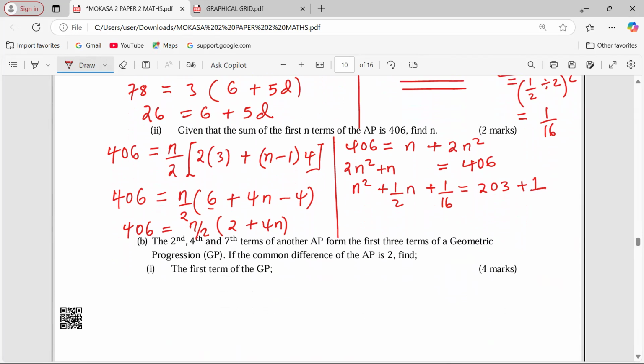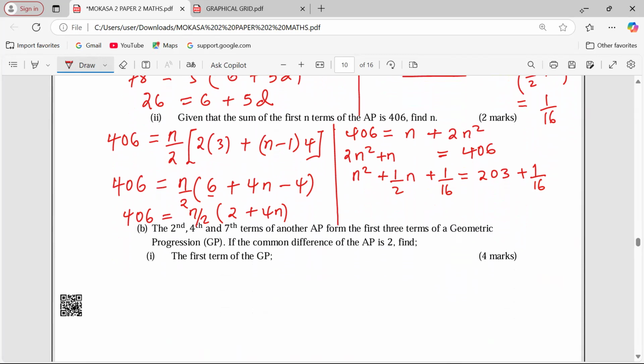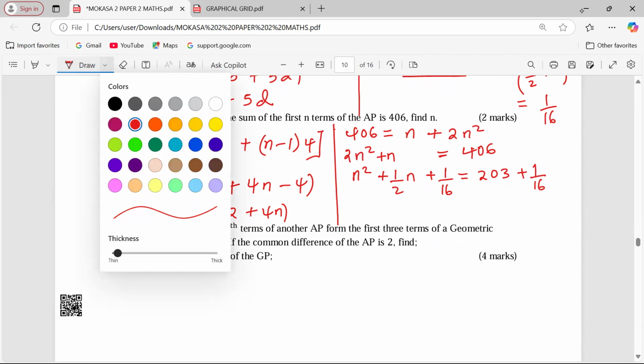And also 1 over 16 on the right. All right? Yeah, that way. 1 over 16, that way. Therefore, I can do what we call factorization of the perfect square. So we are having a perfect square on the left. So we factorize the perfect square.